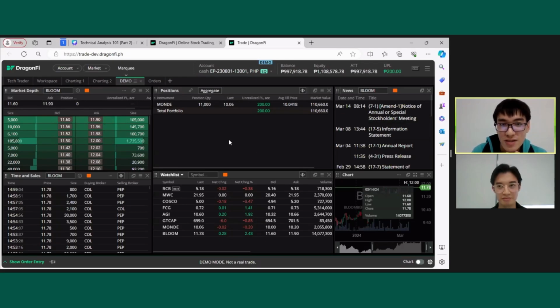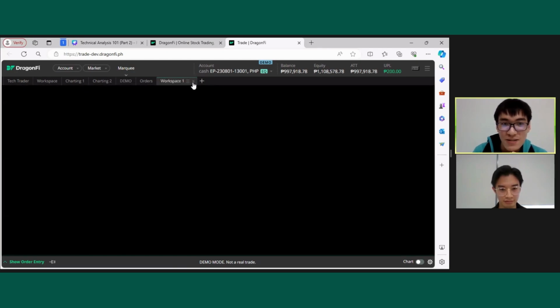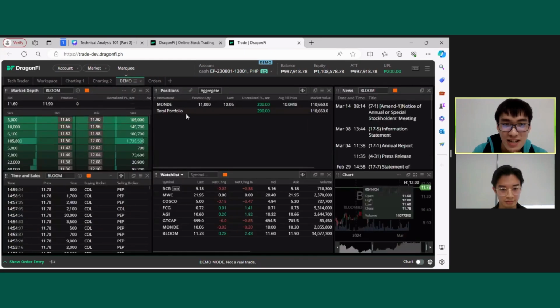Okay, so here, this is the trading platform. As you can see, it's very sleek. And here you have a lot of workspaces. A workspace is basically this. You can customize your own workspace. So this is my personal workspace.